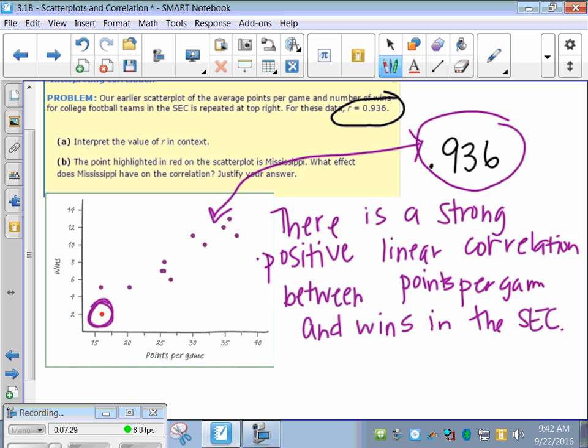So you guys, Mississippi actually makes the correlation closer to 1. If we took this point out, it's less linear. This point really helps line up with the line. All right? So Mississippi makes the correlation closer to 1.